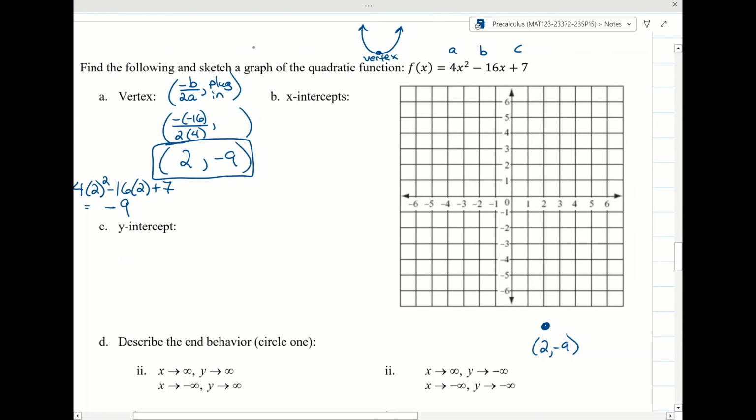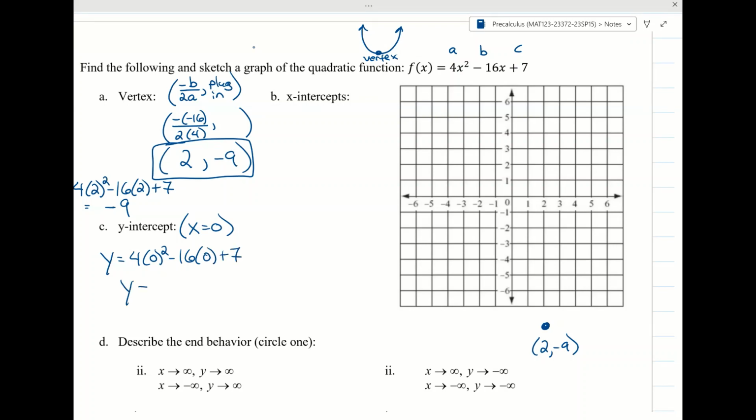The way you get the y-intercept is you make all the x's equal to 0. So this is a pretty easy thing to do. Put 0 in for all the x's. Remember, y and f of x are the same thing. So we just get 4 times 0 squared minus 16 times 0 plus 7, or y is equal to 7. That's how you find the y-intercept.